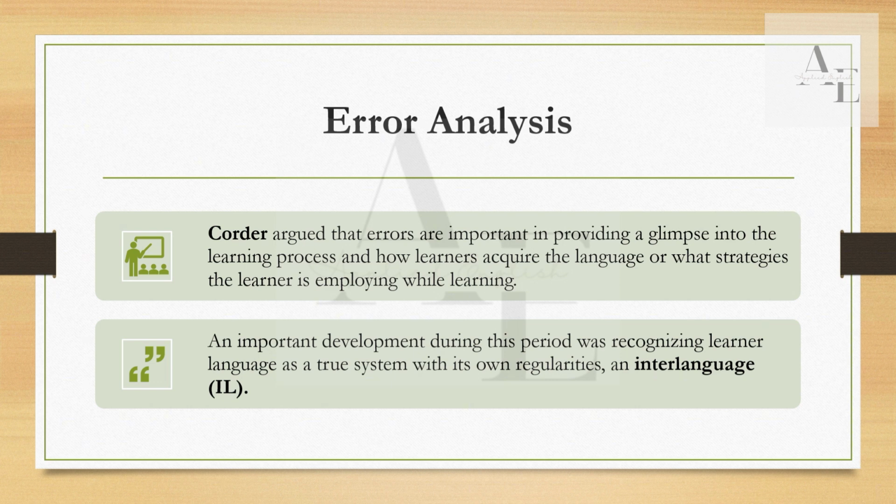But they also came up with a term. They recognized the learner language as a true system of its own, with its regularities, and it differs in a systematic way from the native language, and they called it interlanguage. So interlanguage is the learner's language that differs from the native language. So they recognized it as a true system.